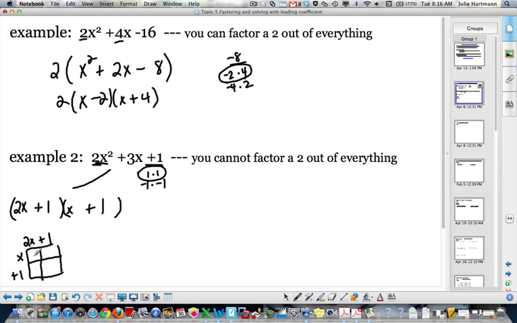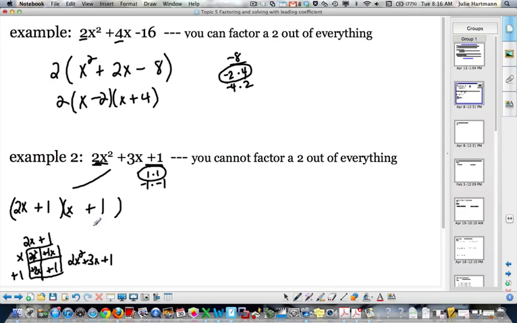Okay, x plus 1. 2x times x is 2x squared. x times plus 1 is plus 1x. 1 times 2x is plus 2x, and 1 times 1 is plus 1. So 2x squared, 1x plus 2x is plus 3x, plus 1. So yes, we did get it. Okay. Now, I'm going to show you another way to do this.